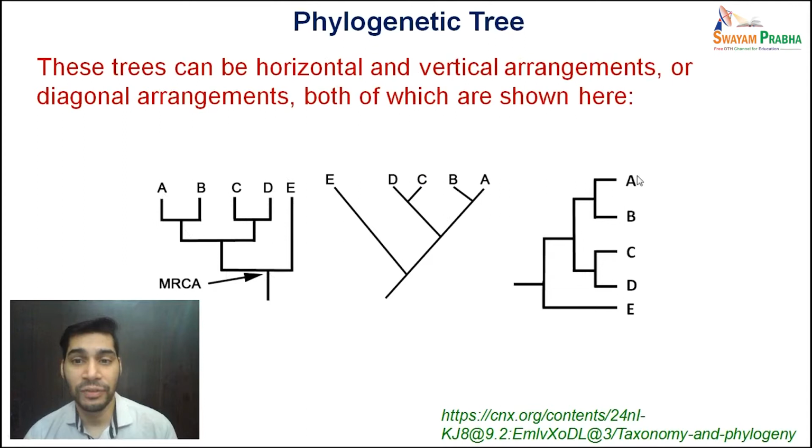Here if you see, the same thing has been shown in a vertical depiction, and here it is the diagonal representation. So A and B are joined together here, here, and here as well, and then they are joined with C and D here, here, and here. So if you see, all the trees are the same, but representation wise they do differ.